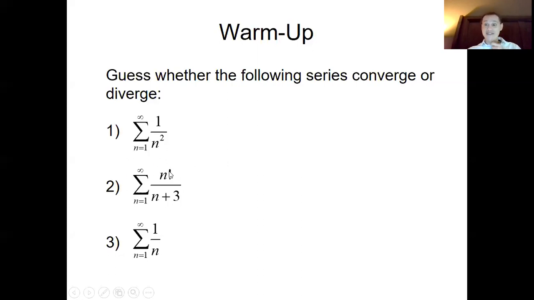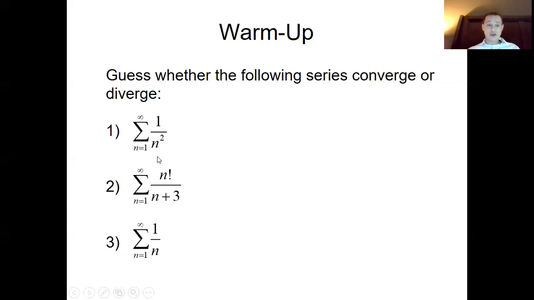Well, on top, you've got an n factorial. Now, factorials grow very, very quickly. So let's just say you went out to like the 10th term. What kind of number would you get? Well, on top, you'd have 10 factorial. On the bottom, you have 10 plus 3, which is 13. 10 factorial is 10 times 9 times 8 times 7, all the way down to 1, all over 13. That's a big number.